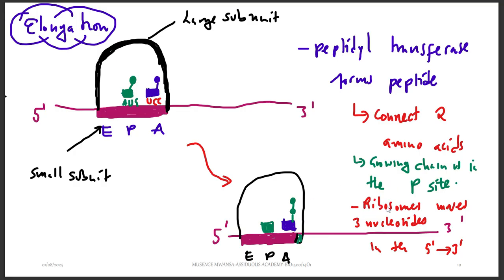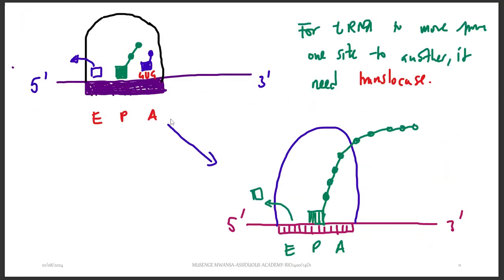When this happens, the ribosome now will move three nucleotides in the 5 prime to 3 prime direction. Remember, if we say three nucleotides, it's the same as saying one codon, because one codon is made up of three nucleotides. So if we move three nucleotides, the tRNA which is in the P site will go into the E site. The one in the A site will now go into the P site.